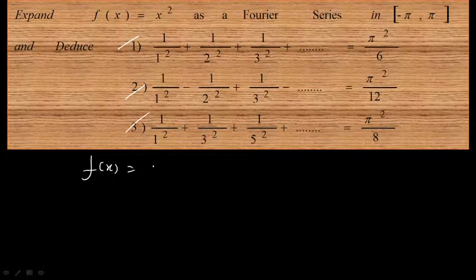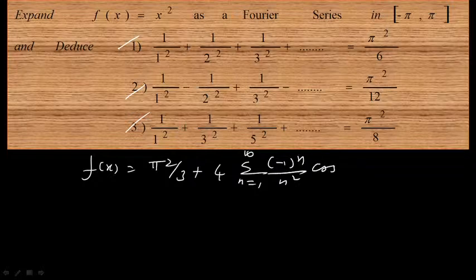So we have derived the series f of x is equal to pi square divided by 3 plus 4 times sigma n varies from 1 to infinity minus 1 whole power n divided by n square cos nx. This is the series we have derived for the function f of x equal to x square. So from this series we have to deduce these 3 types of series.